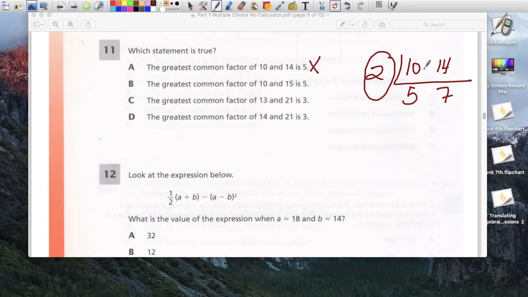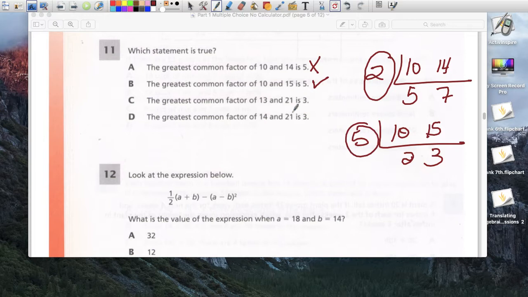The greatest common factor of 10 and 15 is 5. True. 5 goes into 10 2 times. 5 goes into 15 3 times. GCF is 5. That's true. Greatest common factor of 13 and 21 is 3. False, because 3 does not go into 13. And greatest common factor of 14 and 21 is 3. Also false, because 3 does not go into 14, but it goes into 21. So the only one that's true is B.